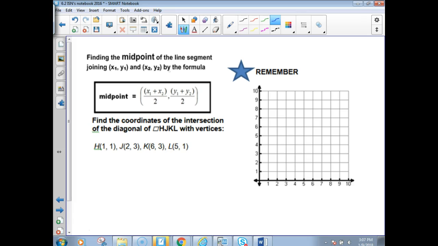The midpoint of the line segment joining 2 points is the following formula. You add the x's and divide by 2. You add the y's and divide by 2. Well, why would I want to know this? The diagonals, oops, I just started writing that word wrong. Diagonals bisect each other.